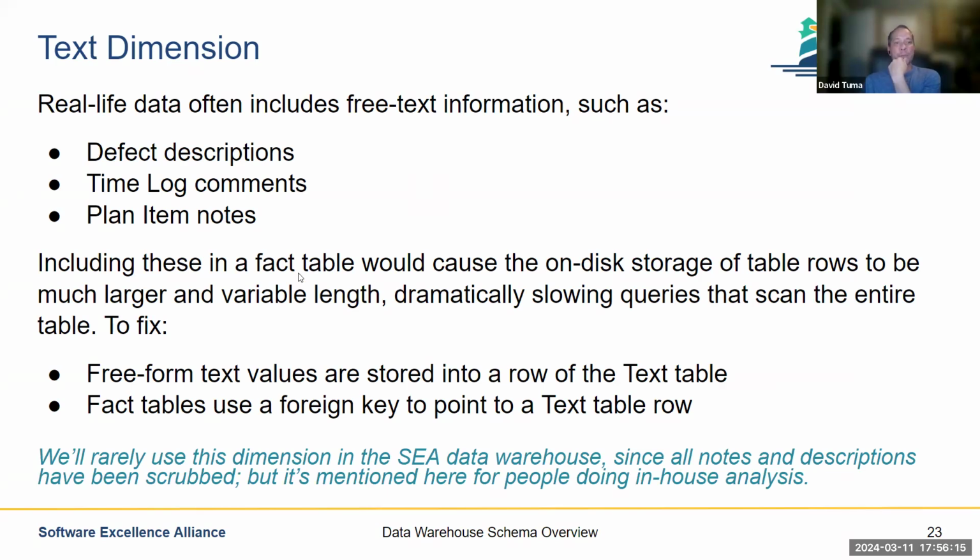Now, if we were to put this free text into the fact table, it would cause the on-disk storage of those table rows to be much larger and variable length. And those two things together would dramatically slow queries that have to scan millions of rows. So to solve that problem, anytime we end up with this free text information, we create a row in the text dimension. That row in the text dimension has its own primary key, and then we use a foreign key to point to that row.